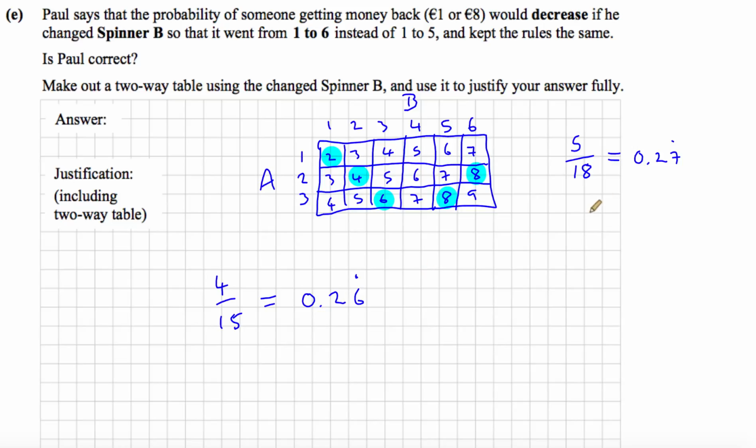So we can see that 0.27 recurring is greater than 0.26 recurring. So is Paul correct? Paul says that the probability of getting money back would decrease. So we can see that actually it increases. So is Paul correct? No, he's not correct, and we've shown why. And that's the end of question 2.